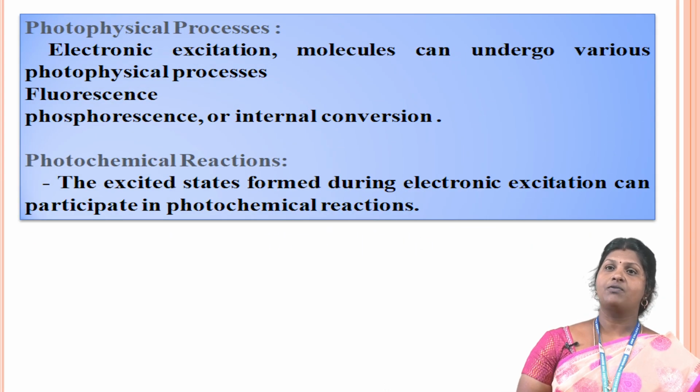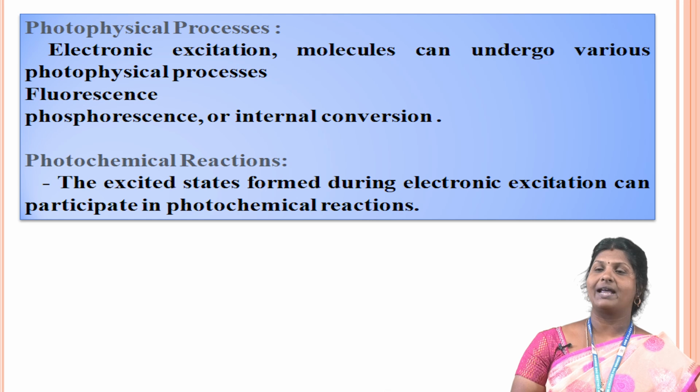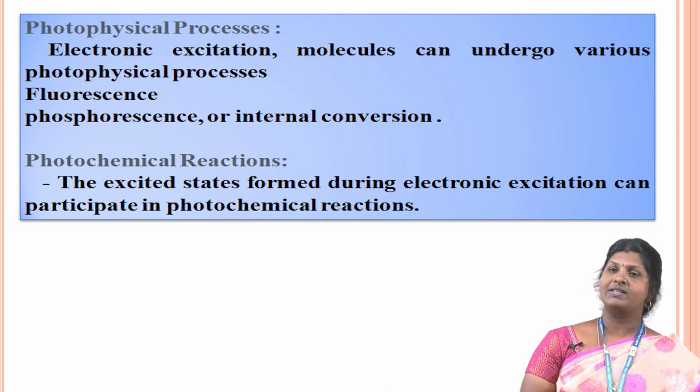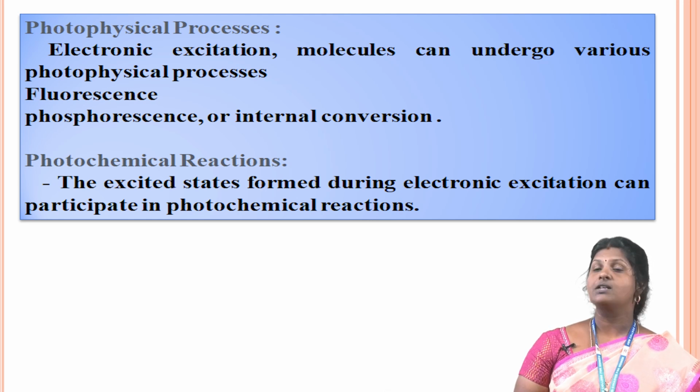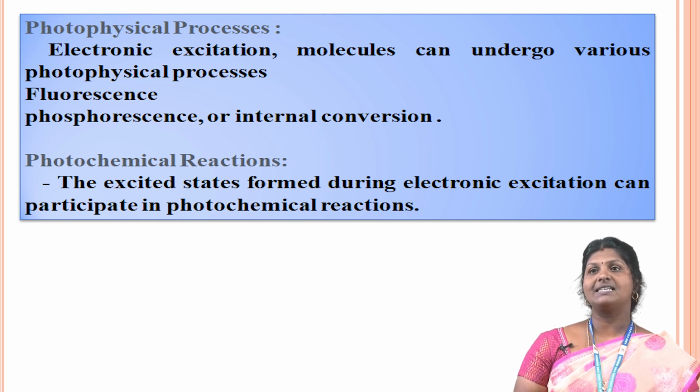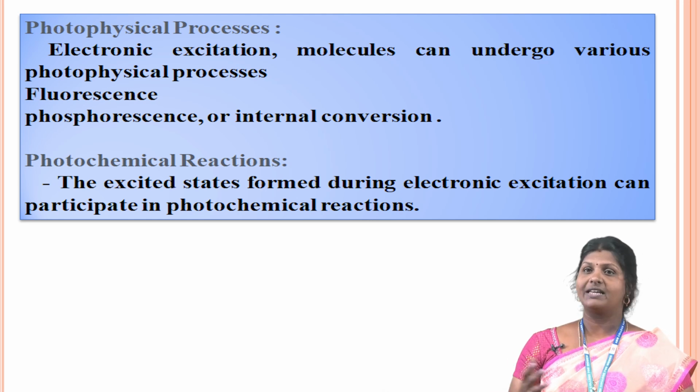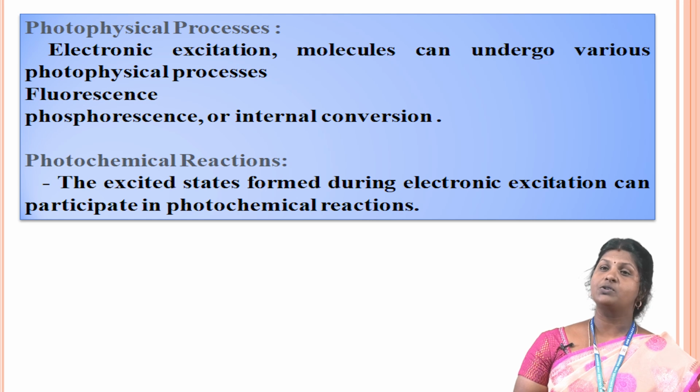Photophysical processes. Following electronic excitation, the molecule can undergo various photophysical processes such as fluorescence, phosphorescence or internal conversion, where excess energy is dissipated as light or heat. These processes play a crucial role in determining the fate of the excited state.